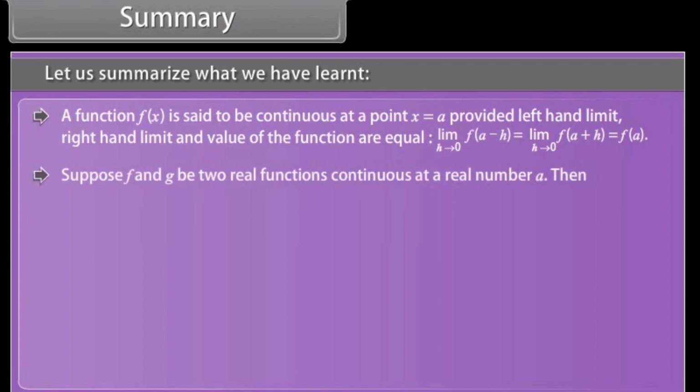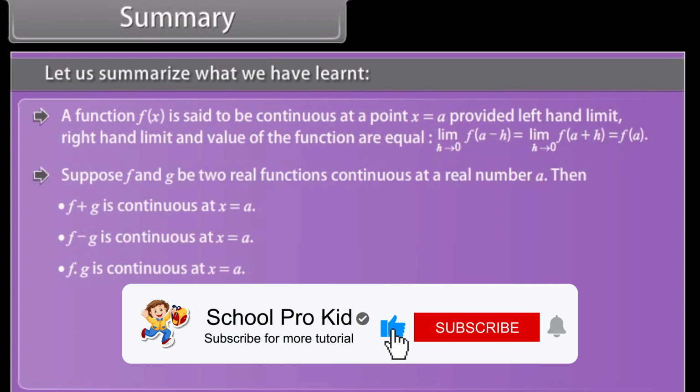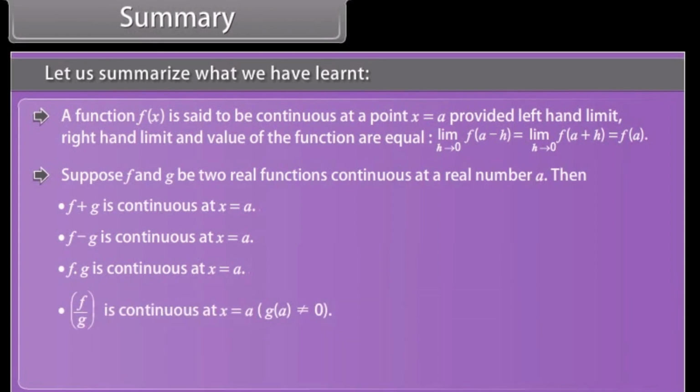Suppose f and g be two real functions continuous at a real number a, then f plus g is continuous at x is equal to a. F minus g is continuous at x is equal to a. F into g is continuous at x is equal to a. F by g is continuous at x is equal to a, provided g of a not equals to 0.